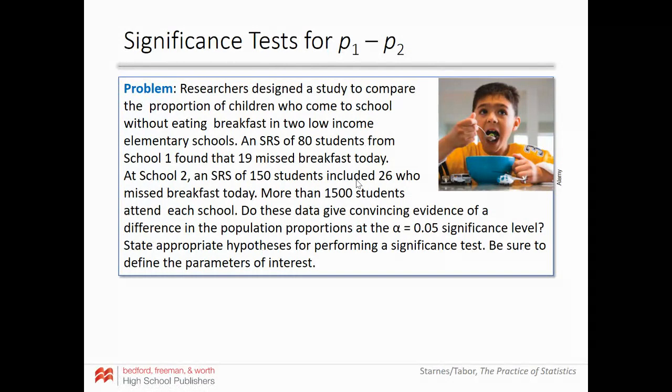So let's look at a problem. Researchers designed a study to compare the proportion of children who come to school without eating breakfast in two low-income elementary schools. An SRS, or a simple random sample, of 80 students from one school found that 19 missed breakfast today. At school 2, a simple random sample of 150 students included 28 who missed breakfast. There's more than 1,500 students that attend both schools. Do these data give convincing evidence of a difference in the population proportion at an alpha of 0.05 significance level?